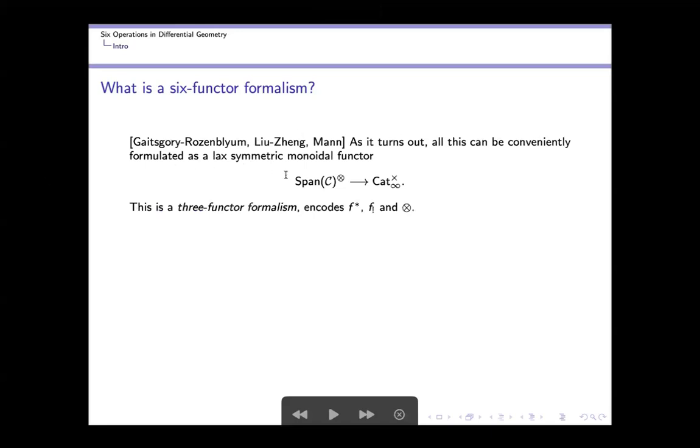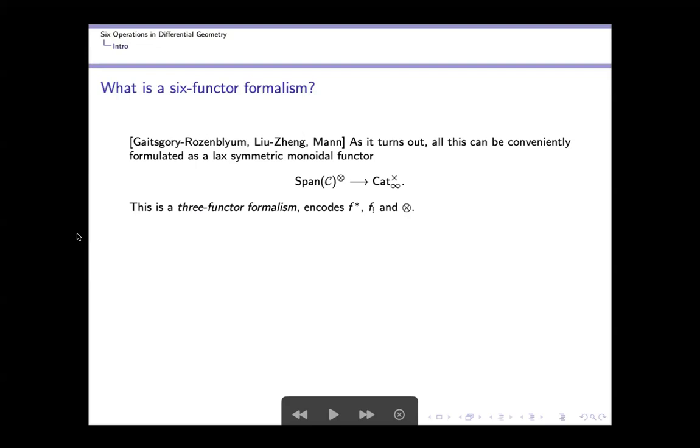So such a functor is just a three-functor formalism. This encodes the upper star, the lower shriek, and the tensor product, right? If you have a span, then the left functor or the right functor, depending on how you're looking, is the upper star, and the other is the lower shriek. And you get a six-functor formalism by just requiring that all these functors have adjoints, right? That's what we saw on the first slide. The other functors are just the adjoints of these three functors.